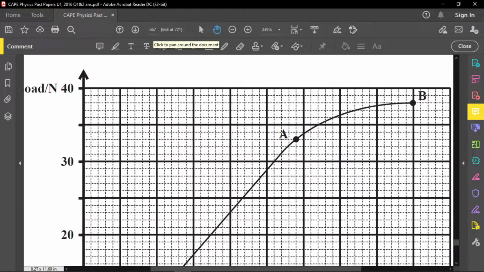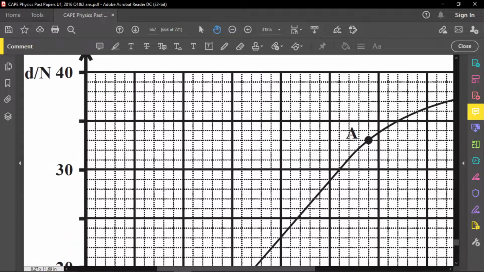And so what I want to point out here, to make it clear, is that let's say from 30 to 40, there's a point right here, so this would be 35. And so each of these lines will be a value of 1 Newton, right?